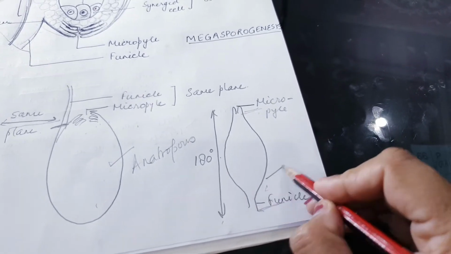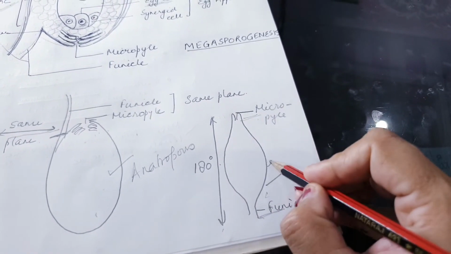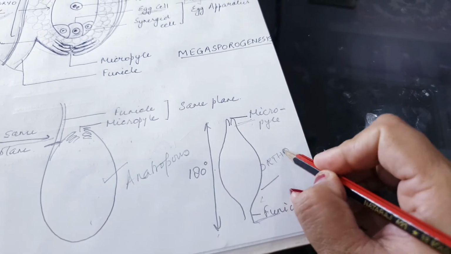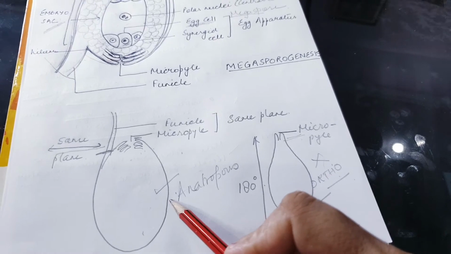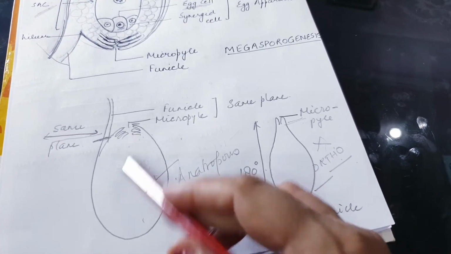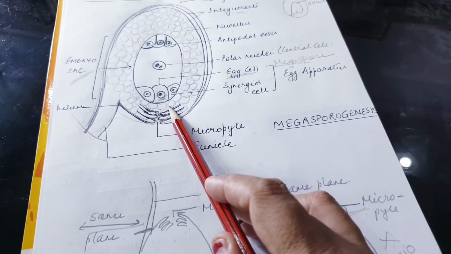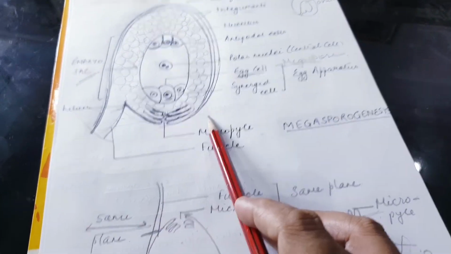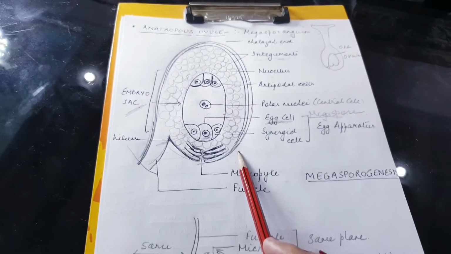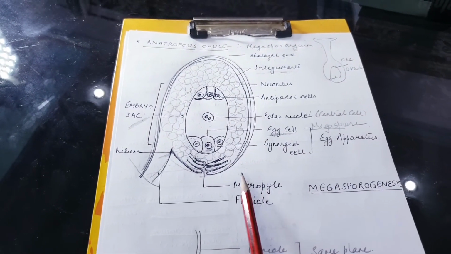Right? So this will become orthotropous. So you don't have to talk about this as of now. You will be talking about an Anatropous ovule, no matter whether you draw it inverted or straight, as long as the funicle and the micropyle lie on the same plane. Then it will become an Anatropous ovule. I hope I have made this clear.